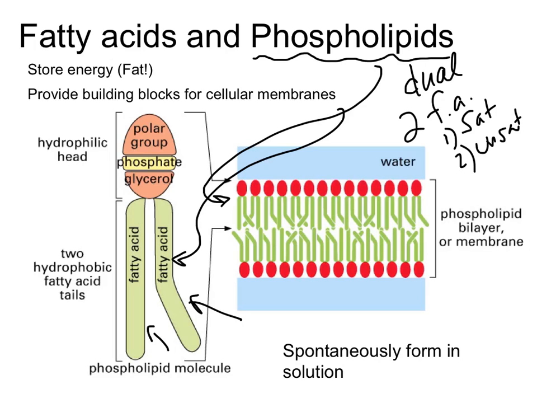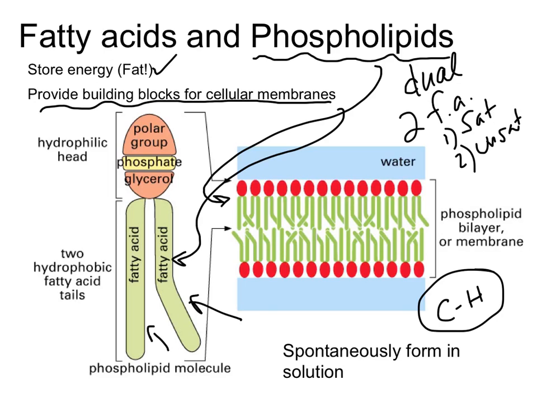What is the purpose of fatty acids and phospholipids? Well, these have a ton of CH bonds, and what did we say earlier about CH bonds? CH bonds are important for storing energy. So, fatty acids, great for storing of energy. We also know that these provide the building blocks for cellular membranes.